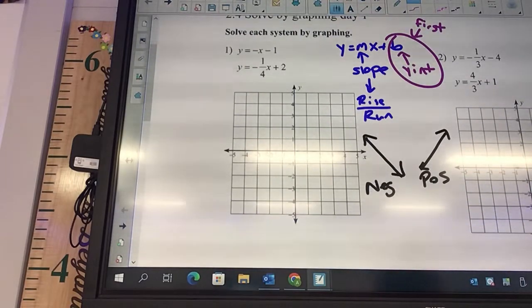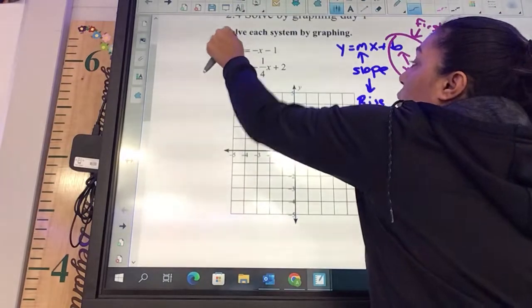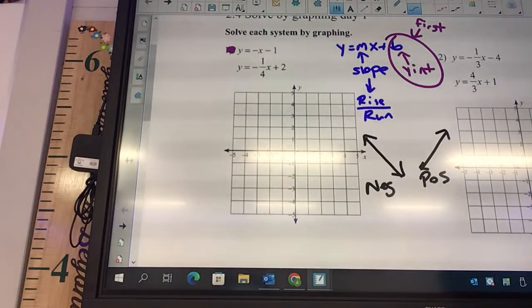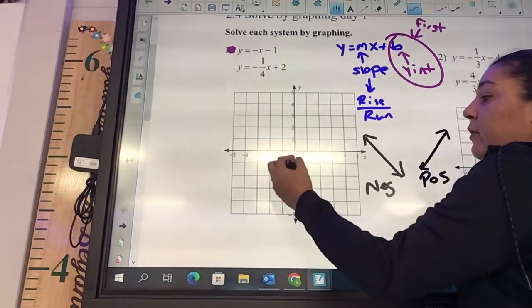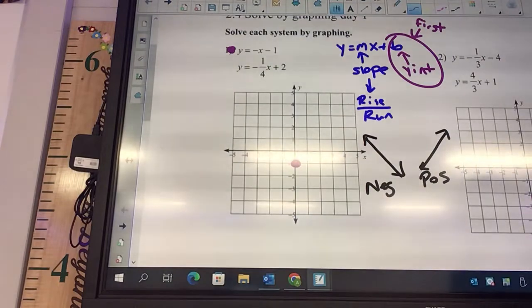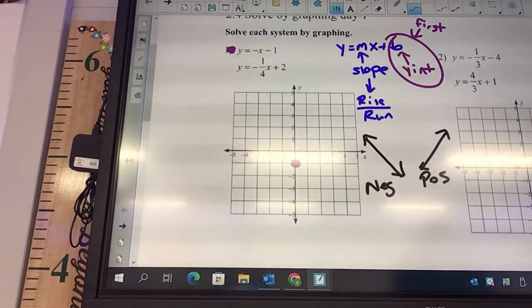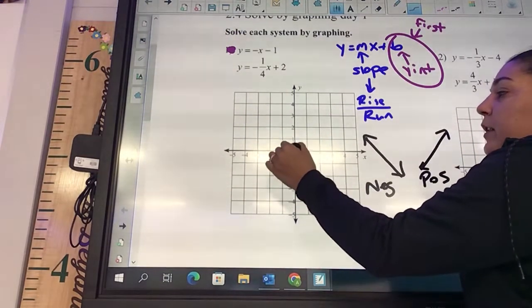graph, okay? So our first equation, aka this one, where does it start at? Negative 1. Okay, so go to the y line and go to the negative 1 and put your dot. What is our slope? Up 1 over 1. Is it positive or negative? Negative. So which way am I going to go over? Left. Up 1, left 1.